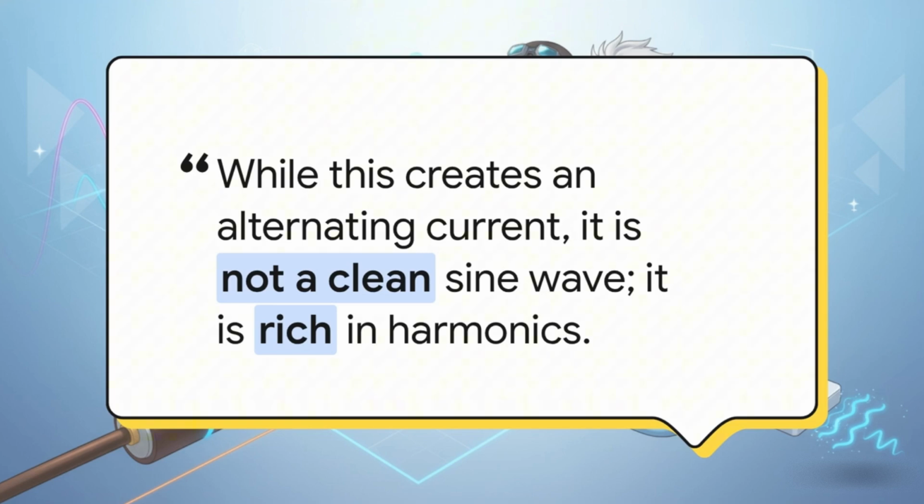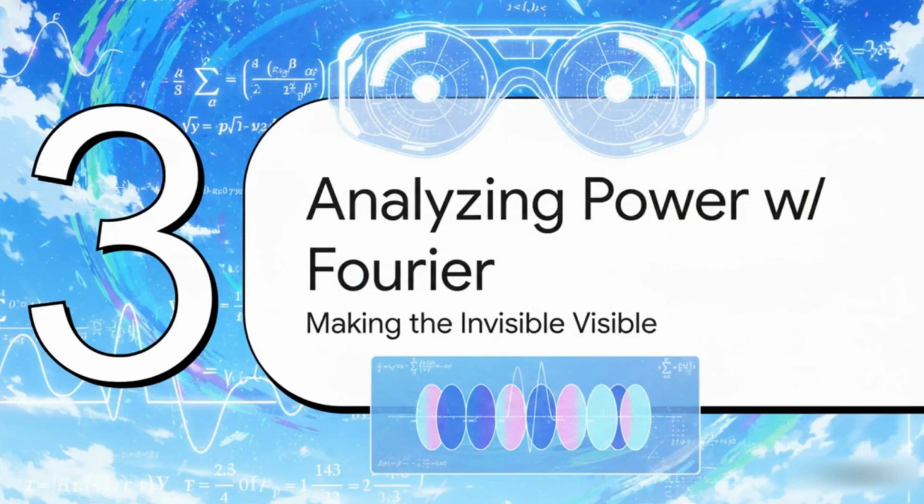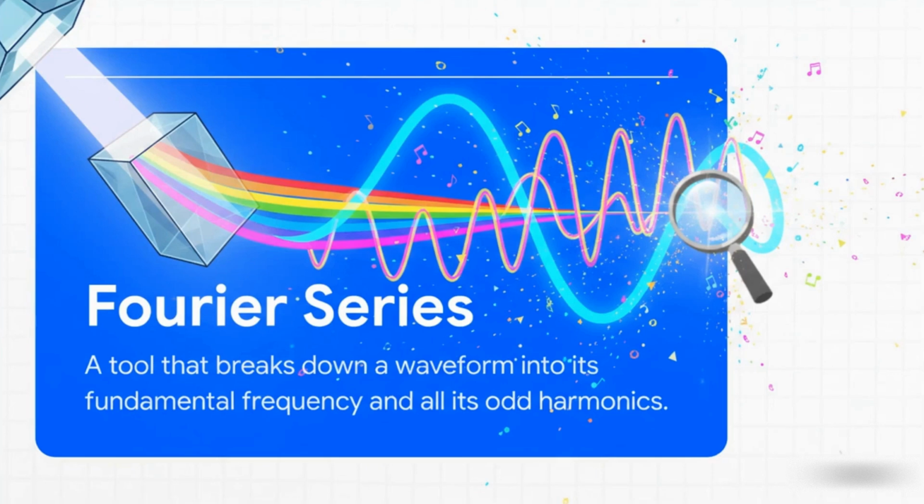The best way to think about them is as a form of electrical pollution or noise that's piggybacking on the main signal you actually want. And this noise is bad news. It's what makes motors buzz and vibrate, run hot, and waste a ton of energy. So, to really get a handle on this harmonic problem, to see them, to measure them, and ultimately to get rid of them, we need to bring in a really powerful diagnostic tool from the world of mathematics. And that tool is called the Fourier series.